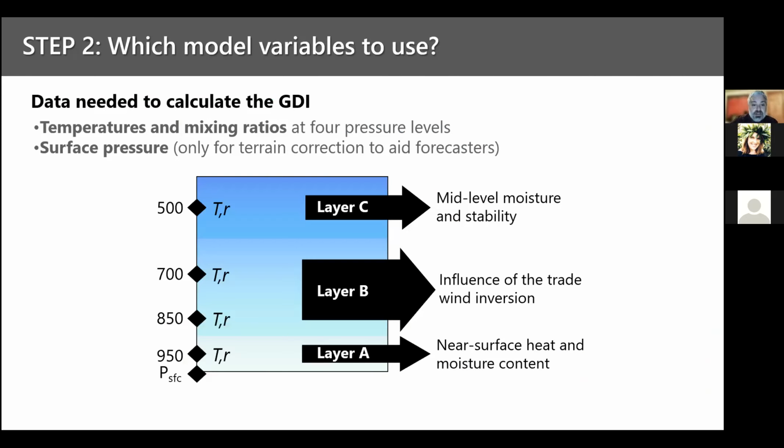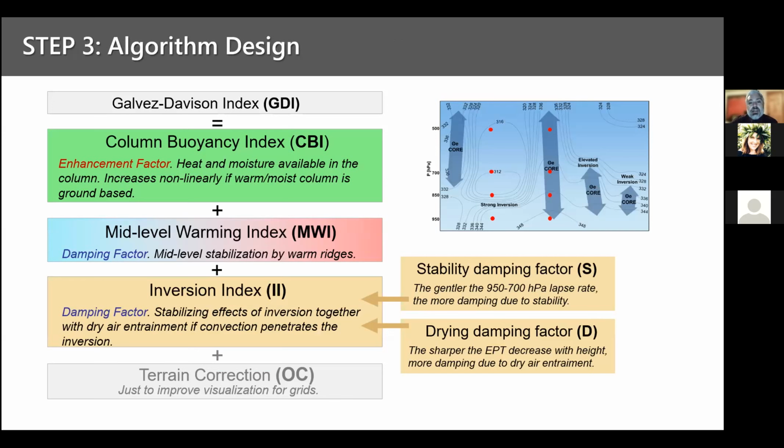These are just the data that you need to use for the GDI. It's 4 levels in the troposphere and temperatures and mixing ratios, and that's it. And we did produce a terrain correction, which shouldn't be an issue in most of the Pacific unless you go into really high resolutions. But in the Americas, as you know, there are regions that are very mountainous. So this does help forecasters to visualize fields. The values can be a little bit fictitious, but they help the forecaster to see things quickly. So this will be the algorithm design, which is the last part.